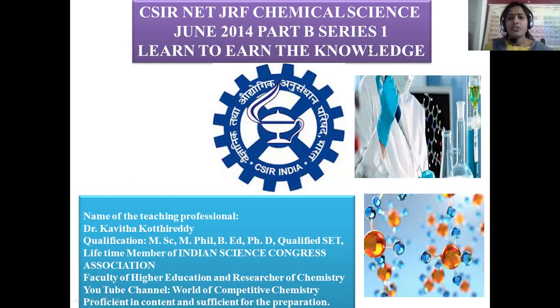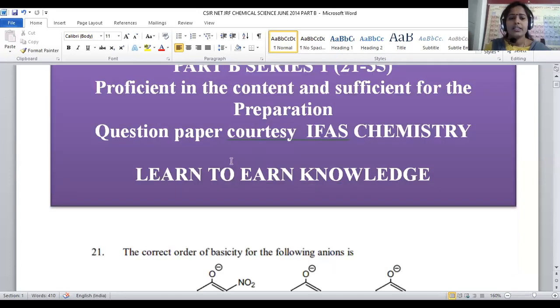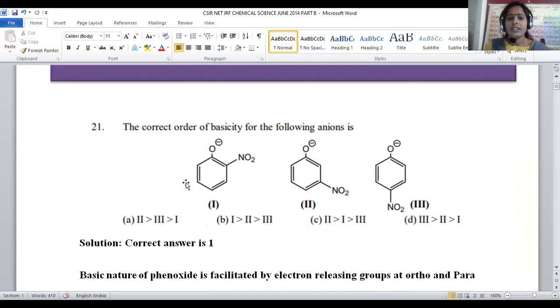Let us discuss today's topic. CSIR NET JRF Chemical Science, June 2014, Part B Series 1 consists of questions from 21 to 35. Let us go with question number 21. It is part of organic chemistry: the correct order of basicity for the following anions. Ortho-nitrophenoxide, meta-nitrophenoxide, and para-nitrophenoxide were given. Among all, where the basicity will be larger has to be predicted.